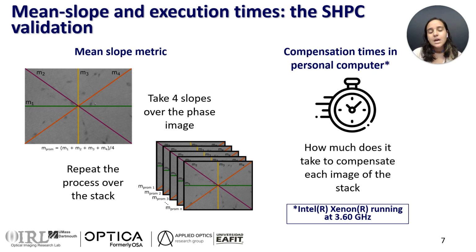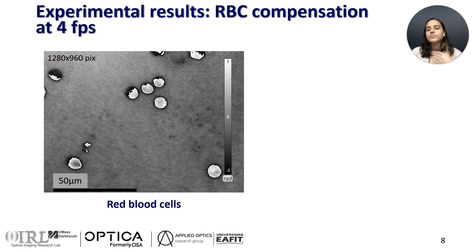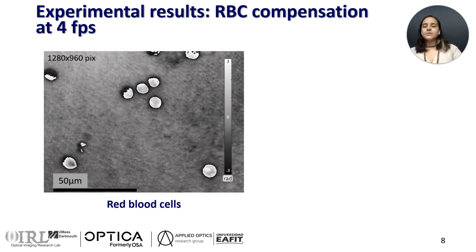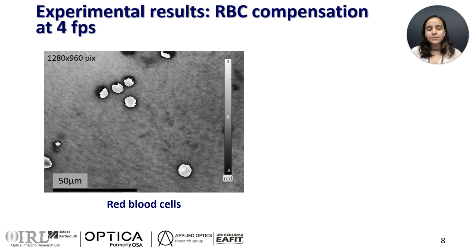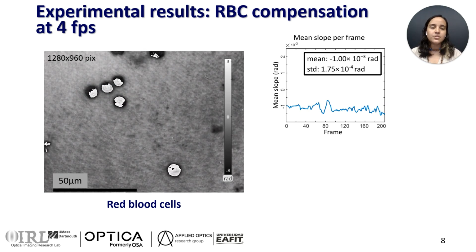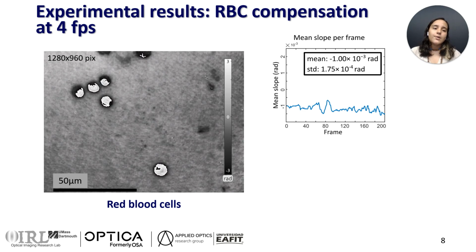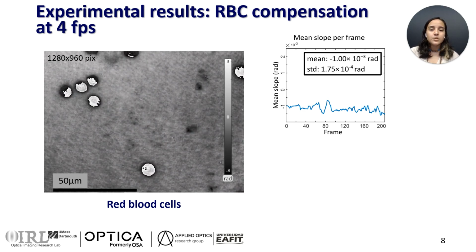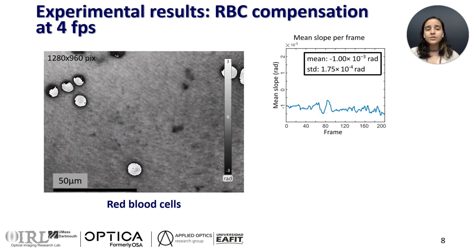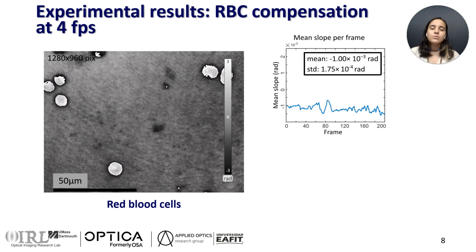In this second experiment, we're tracking a single sperm cell, as you can see here. This compensation is made at 6 frames per second, and the mean slope here is even smaller than milliradians, and our compensation is a little bit faster this time, around 0.2 seconds. So we can conclude that our method really works on biological cells.